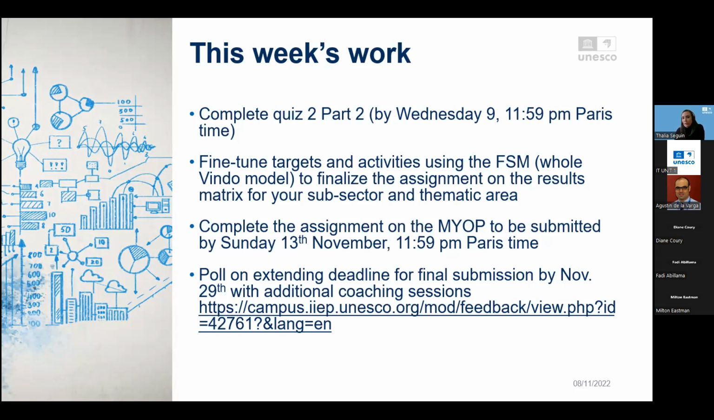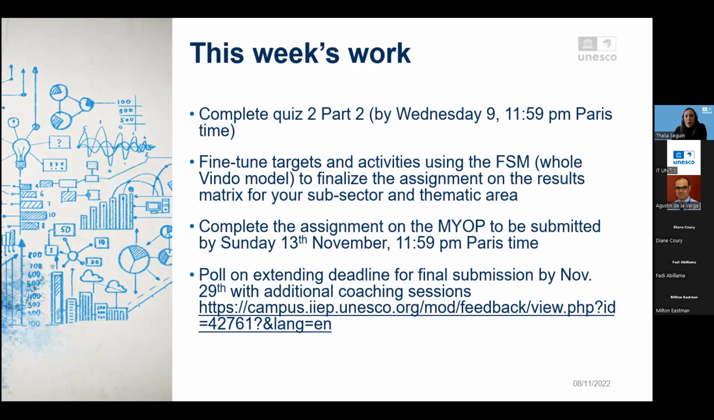An important reminder to complete part 2 of the Unit 2 quiz by this Wednesday, the 9th of November, just before midnight Paris time. If you did not have the opportunity to complete part 1 of the quiz, that is now closed. Since the answers from part 1 are in part 2, part 1 is closed, but you can continue on with part 2, which is worth the majority of the marks for the quiz. So please make sure that you do that individual activity. It is quite important, and the deadline is Wednesday.